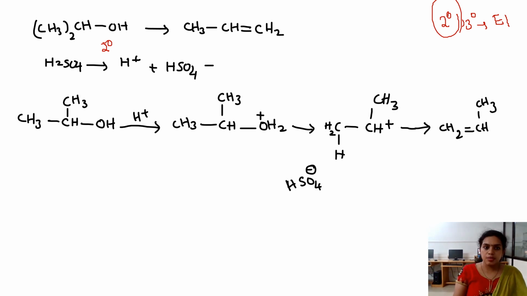Okay, the first step is the same, dissociation of sulfuric acid to H plus and HSO4 minus, and protonation of alcohol takes place, just as we have seen in the case of ethanol. From here the mechanism changes. Here it is proceeding through a carbocation intermediate, and therefore CH3 CH CH3 plus is obtained, and this HSO4 minus is attacking the hydrogen of the neighboring carbon atom, so that the double bond is formed like this. Okay, in the same way, tertiary butyl alcohol also gives you the product.